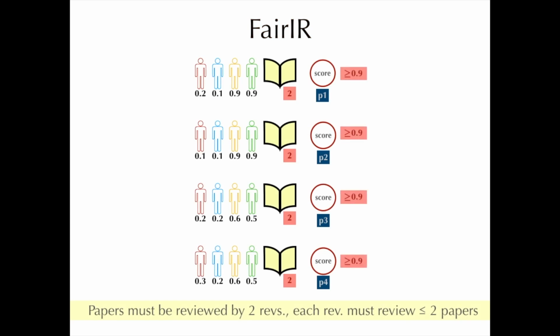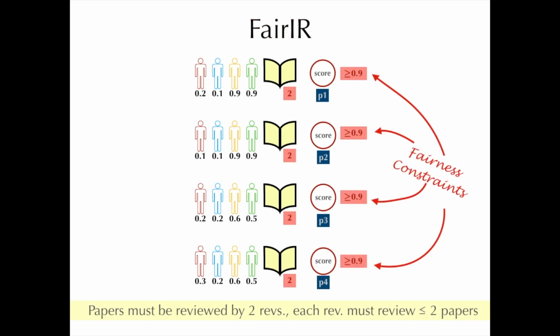We present two algorithms for more fair matching. The first is the fair paper matching via iterative relaxation algorithm, or FAIRer. FAIRer begins by adding additional fairness constraints to the reviewer paper matching problem. These constraints lower bound the sum total score of the reviewers assigned to each paper.